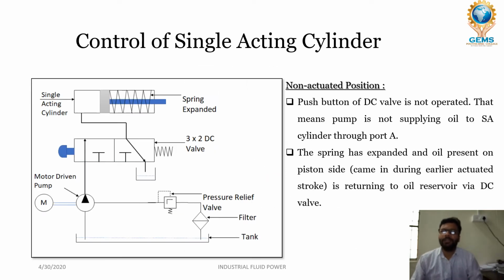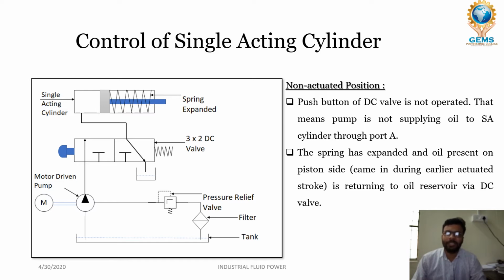And here is the control of single acting cylinder for non-actuated position. When the spring returns, it means when the piston gets returned, the push button of DC valve is not operated. That means the pump is not supplying oil to single acting cylinder through port A.